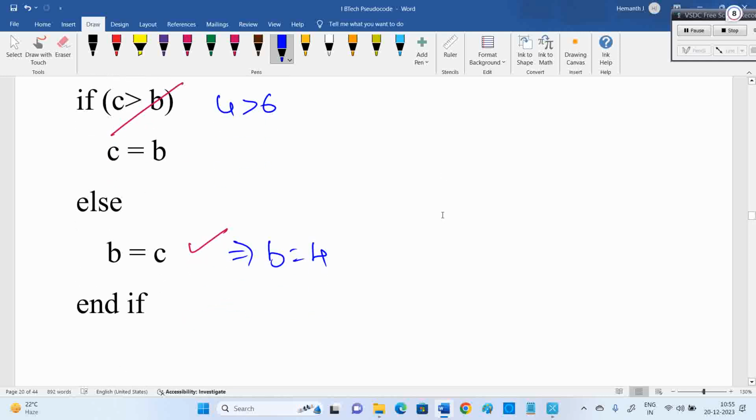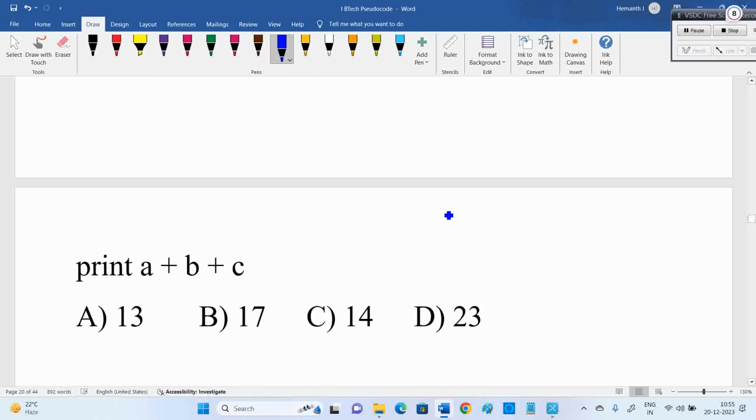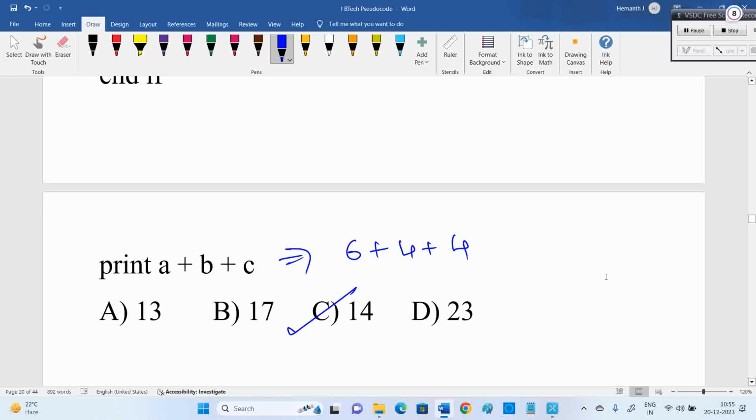Now, if closed, finally you have to print A plus B plus C. A is 6, B is 4, C is 4. So 14 is the answer. It's very simple basics. So step by step we need to move forward.